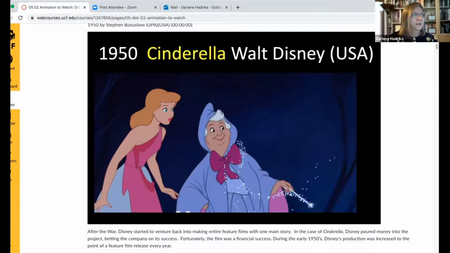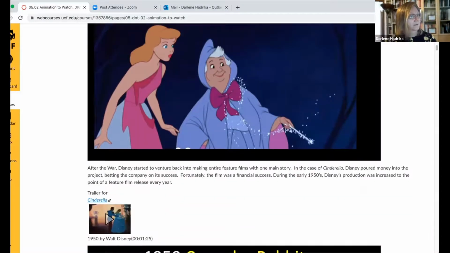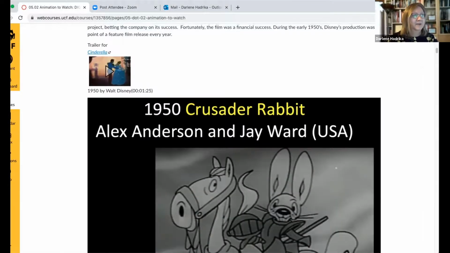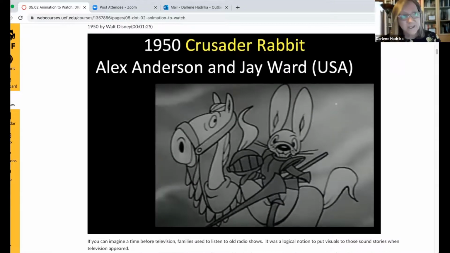And Cinderella is a very appealing character, and she's got wonderful little mice friends, Jacques and Gus Gus. And so I have a trailer here for Cinderella. Is there anybody here who has not seen Cinderella? Anybody? Okay. I'll let you guys watch these in your own time. There's a lot of things. I want to get to things that you probably have never seen before, including Crusader Rabbit.